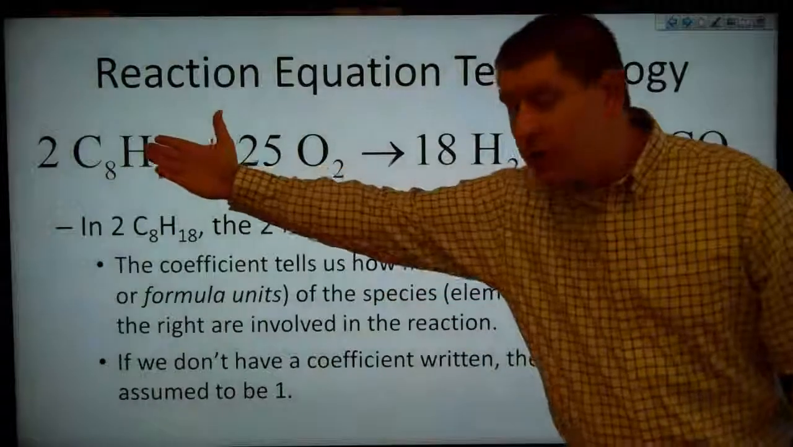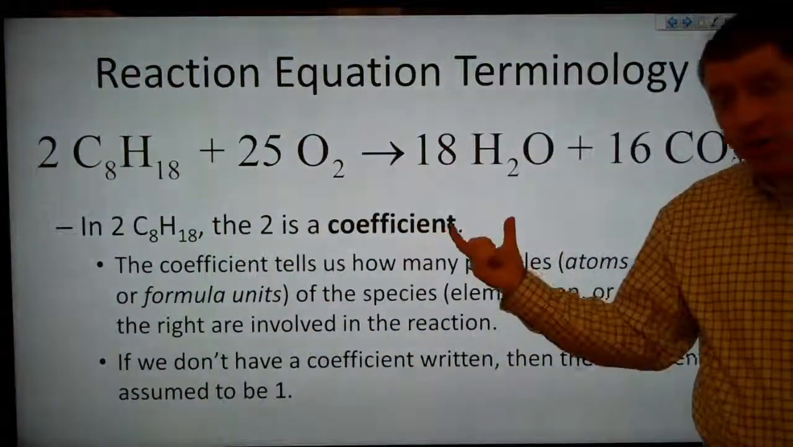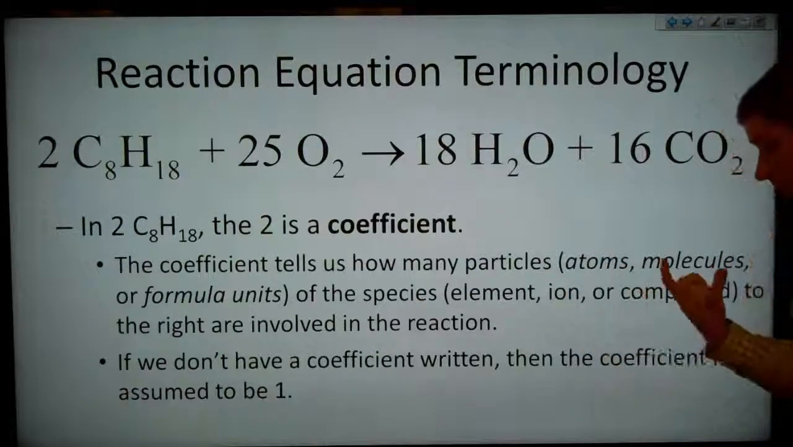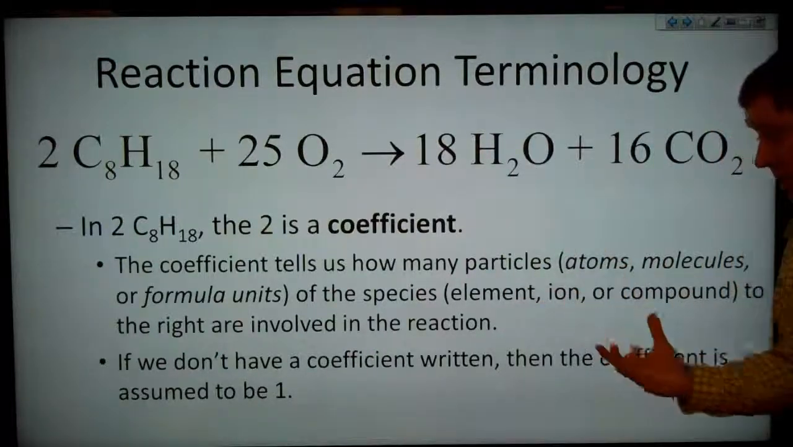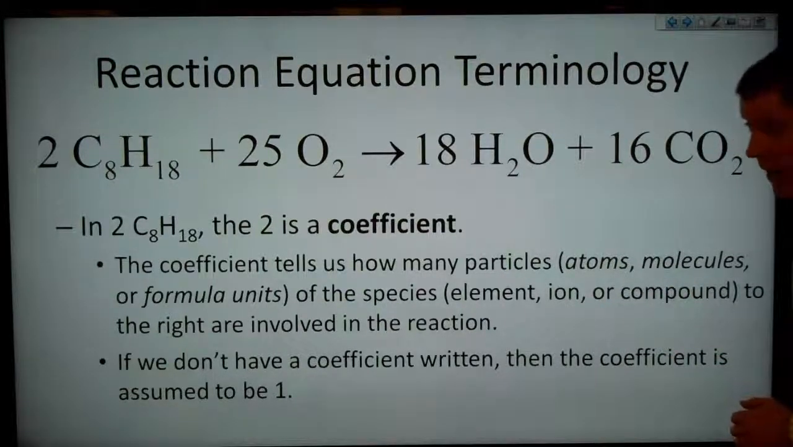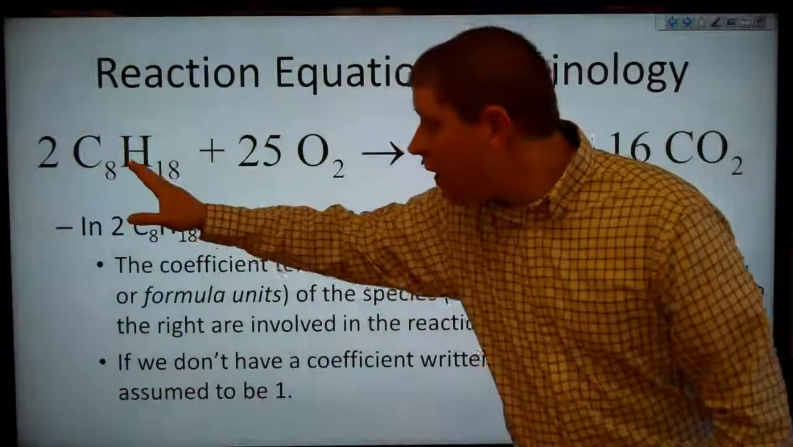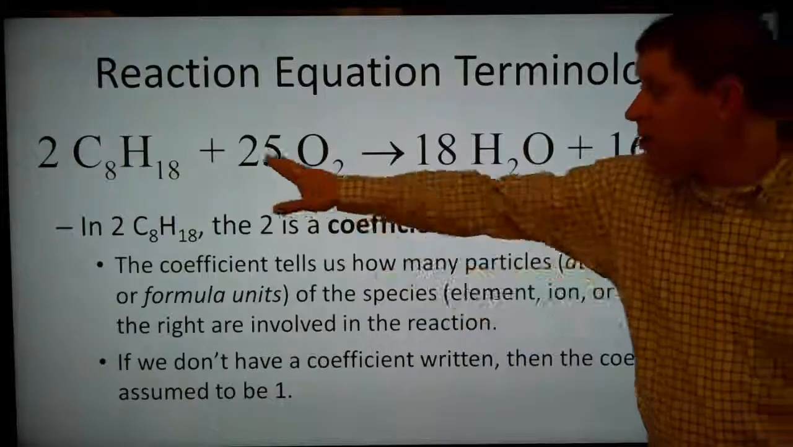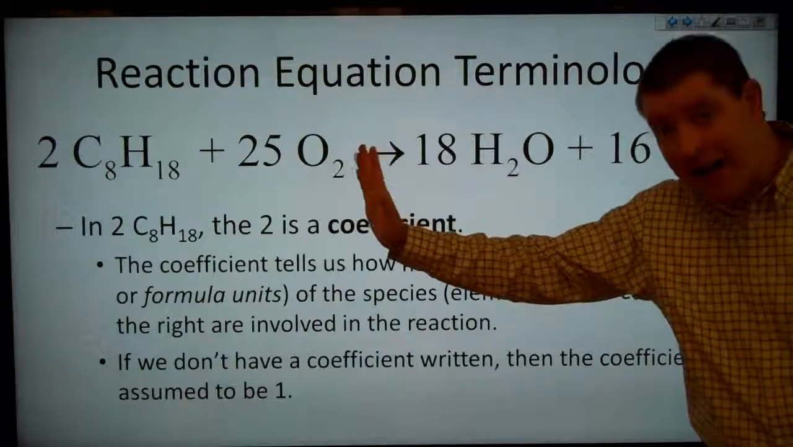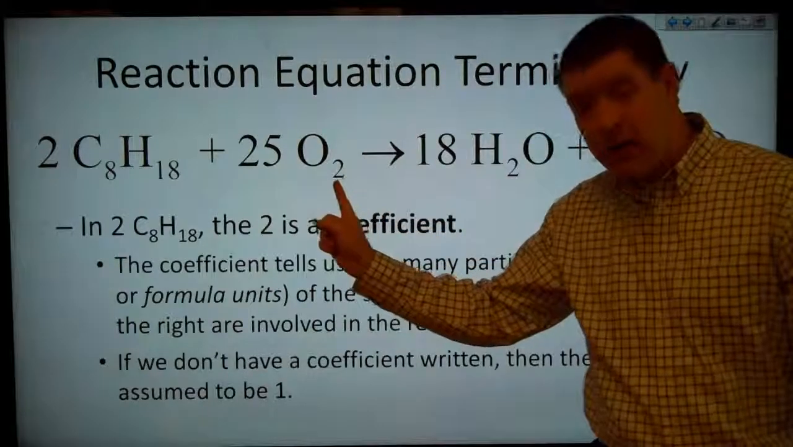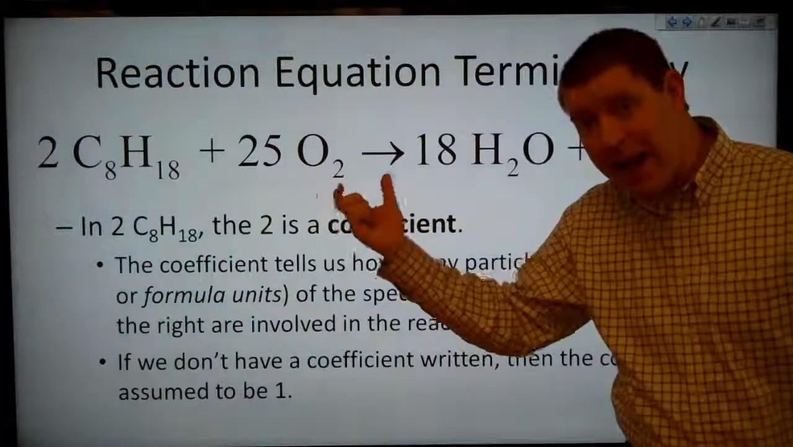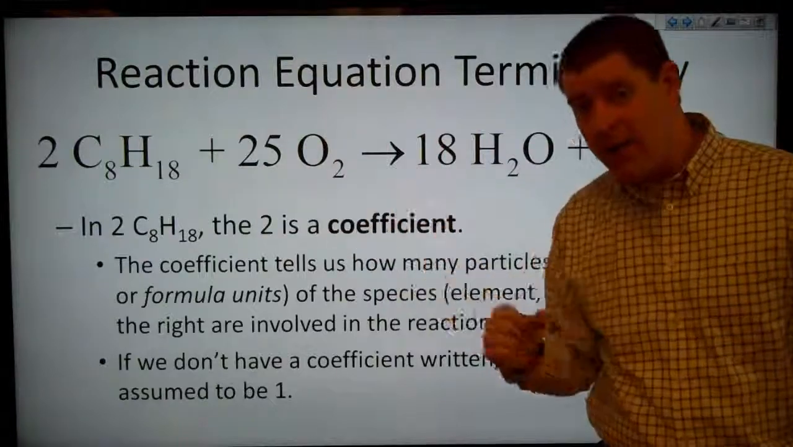Now, in this first term over here, that 2 is what's called a coefficient. The coefficient tells us how many particles, so this is either atoms or molecules or formula units, of the species, the element, ion, or compound, to the right that are involved in the reaction. So in this case, our 2 here tells us how many octane molecules are involved. The 25 coefficient there tells us how many oxygen molecules are involved. That's not oxygen atoms, because we have twice as many, so we have 50 oxygen atoms involved, but we're not reacting the octane with oxygen atoms, we're reacting the octane with oxygen molecules.